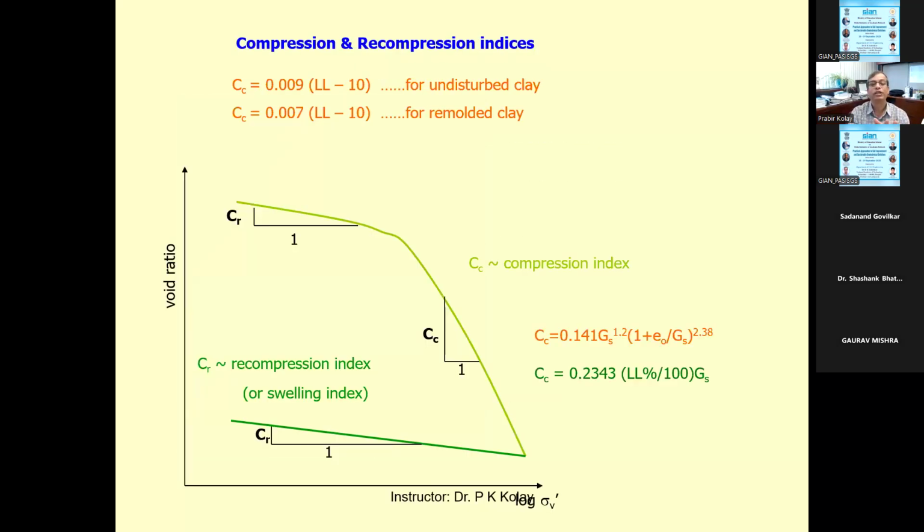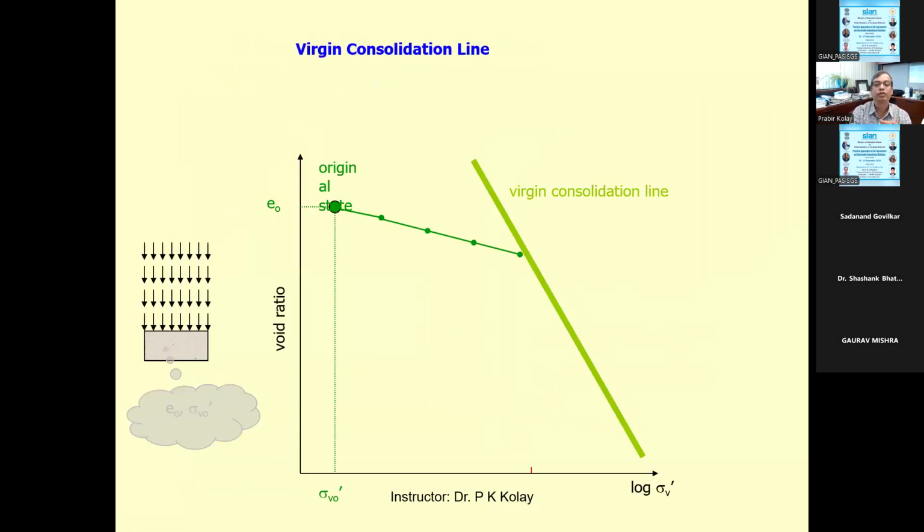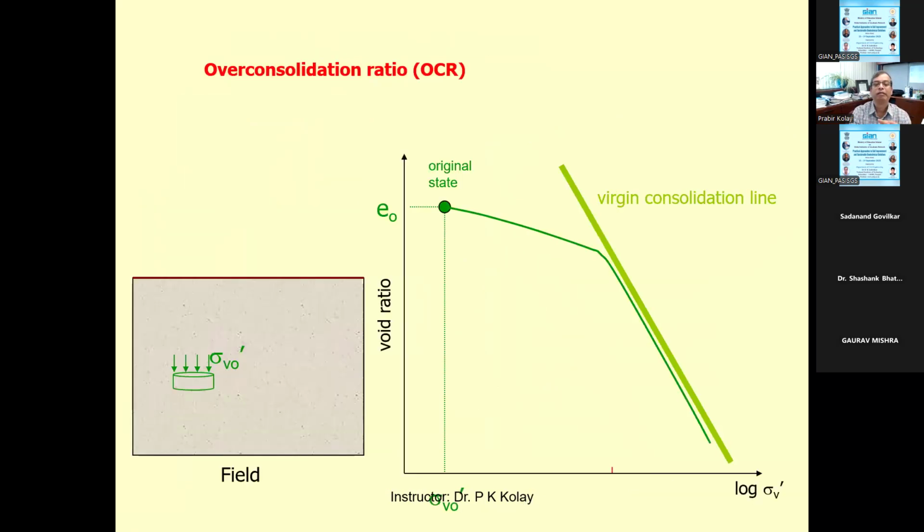There are different relations between the compression index and the recompression index. There are several relations that are available. For the normally consolidated range, the slope of that line is the compression index. This is the decompression index, or swelling index. There are several relations available. As I mentioned, the pre-consolidation pressure. I'm not going to go into that here.